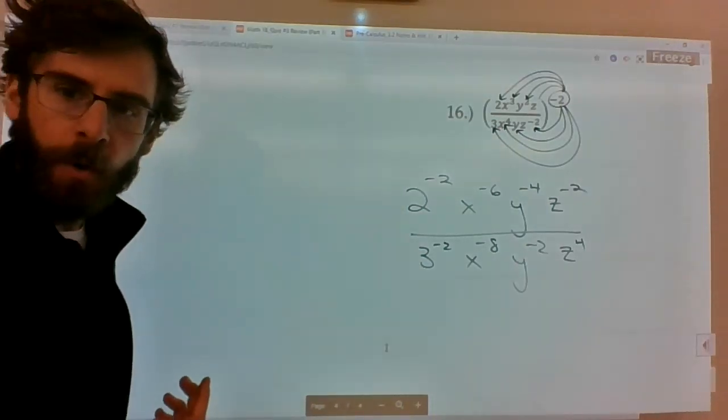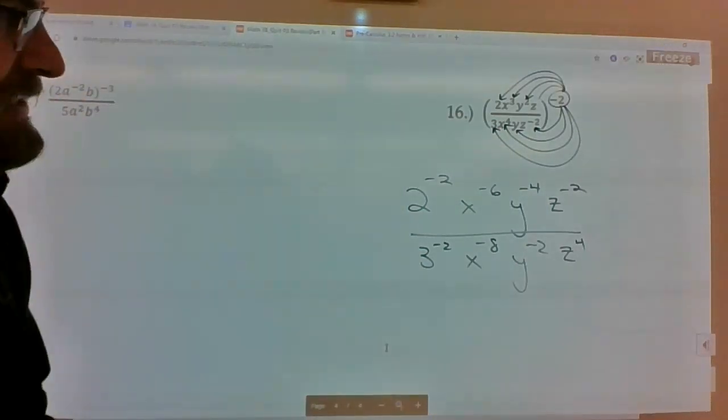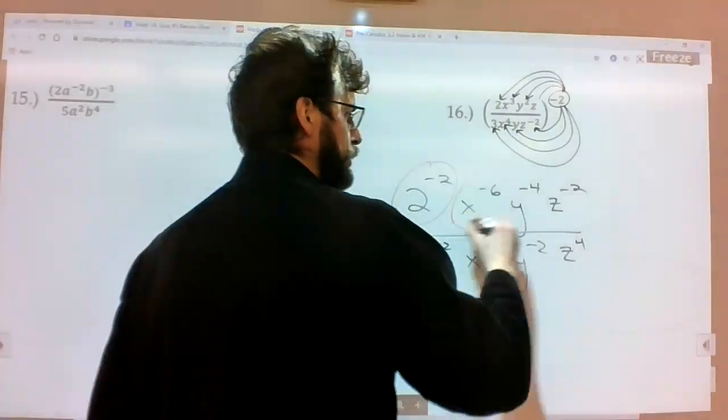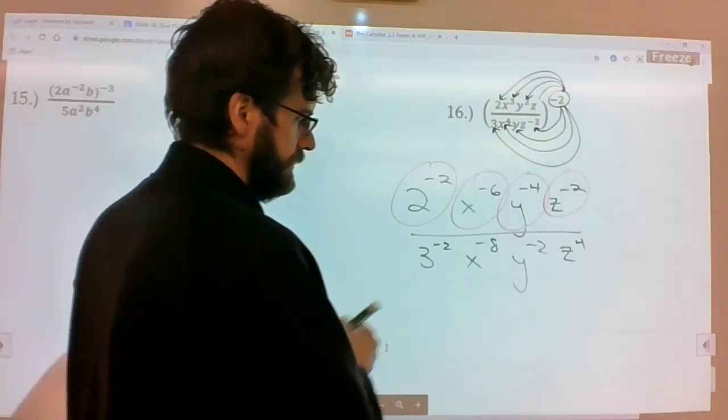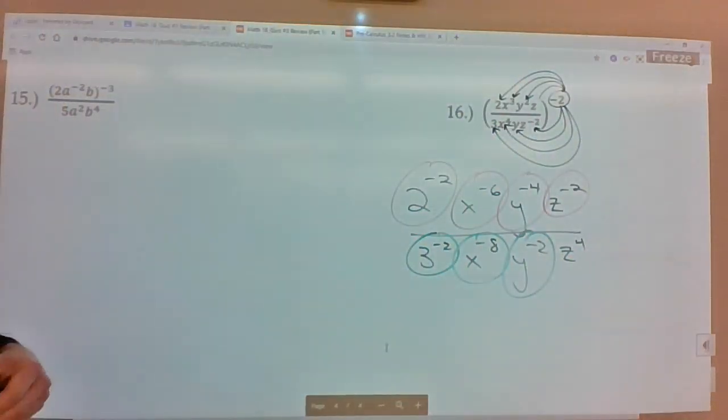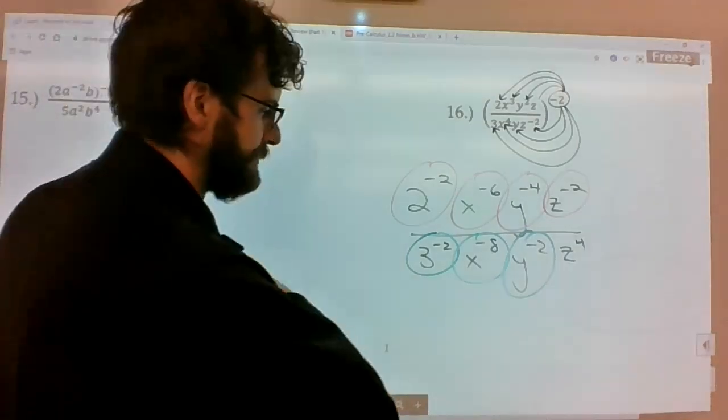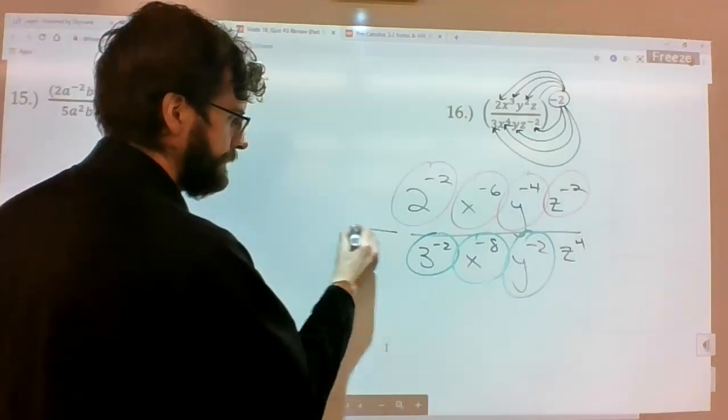Every single power is going to move except the z to the 4. Move, move, move, move. Move, move, move. So z to the 4 stays. I'm just going to go this way.